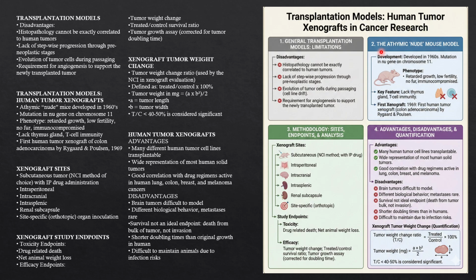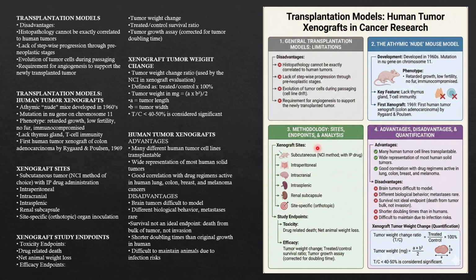On the contrary, the athymic nude mouse model was developed in 1960 with a mutation in the Nu gene on chromosome 11. The phenotype is retarded growth and low fertility with no fur, and they are immunocompromised. The key feature is the lack of the thymus gland, so T cell immunity is a challenge. The first xenograft was in 1969. The first human tumor xenograft with colon adenocarcinoma was conducted, and the methodology includes sites, endpoint, and analysis.